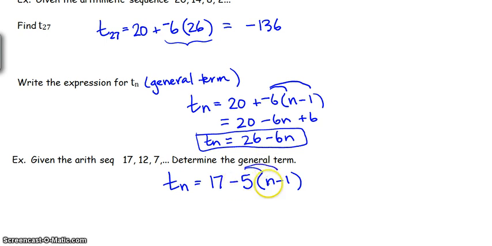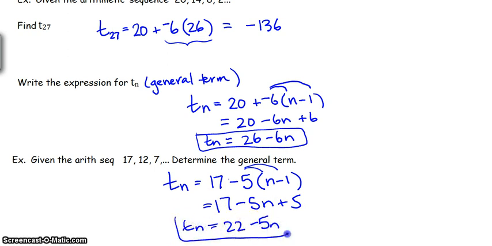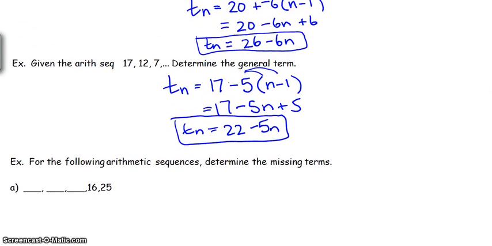It doesn't matter. The key is remembering that when you're multiplying that 5 in, that negative goes with it, and I get -5n plus 5. Collecting like terms, we get 22 minus 5n, and there's my general term. It's as far as I can go because I don't know n. If I knew n, I would go farther.